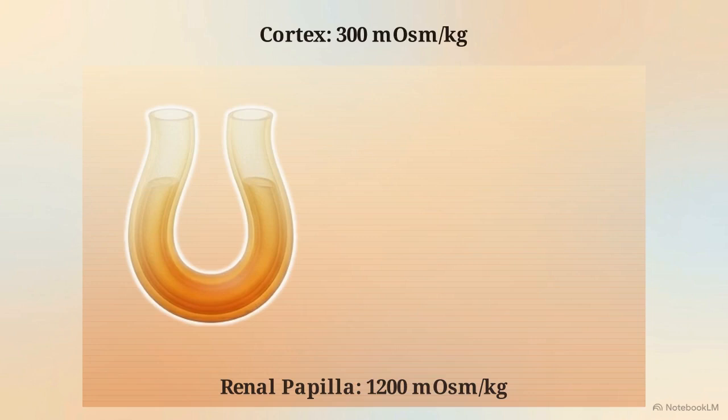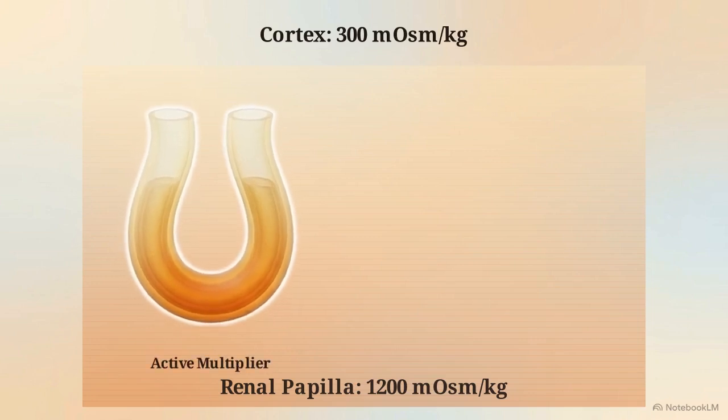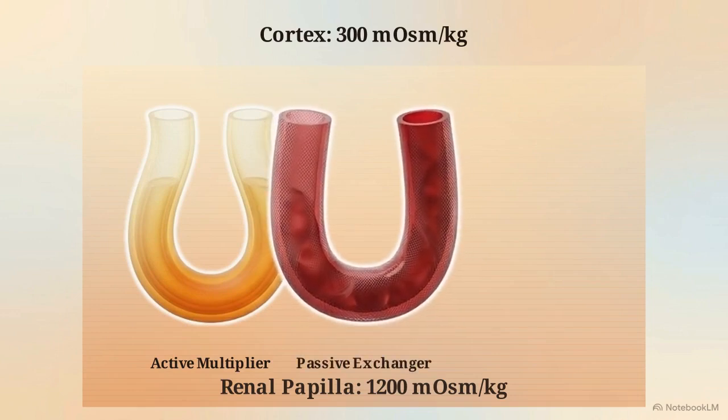Building and maintaining an environment 4 times as concentrated as plasma requires 3 intersecting systems: the active multiplier in the loop of Henle, the passive exchanger in the surrounding capillary space, and the recycling of urea from the collecting duct. This vertical gradient is the engine. It provides the osmotic force necessary to pull water out of the filtrate right before it exits the body.